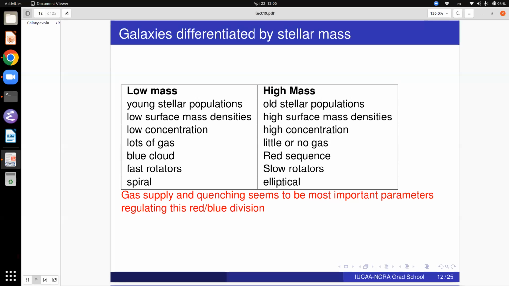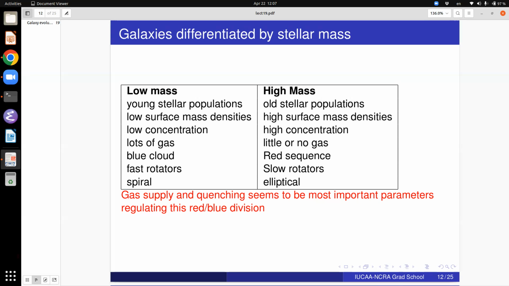So if you ask the question, what are the most important factors that regulate this separation? Why do some galaxies become spiral and some galaxies become elliptical? The most important things seem to be gas supply and quenching. So how much gas is coming into the galaxy? Remember, the gas can come in two ways. It can come in through mergers, with a galaxy which brings in its own gas, but it can also come in through accretion. And a method of accretion known as cold mode accretion is supposed to continuously result in infall of gas.